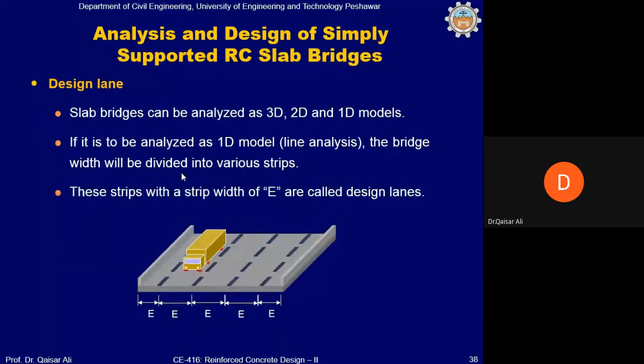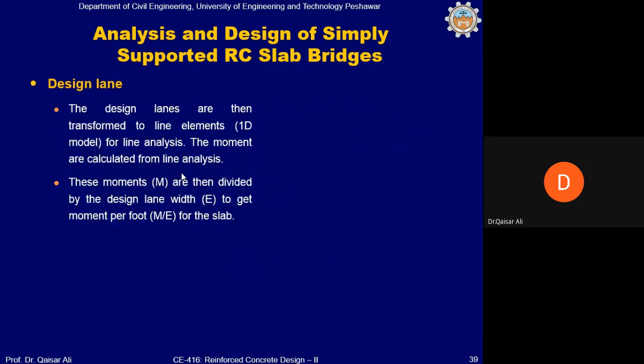In order to understand design lane, we should understand how the bridges are analyzed. Slab bridges can be analyzed as 3D, 2D, and 1D models, depending on the available tools. If a slab bridge is to be analyzed as a 1D model, like line analysis, the bridge width will be divided into various strips. These strips with a strip width E are called design lanes, as shown in this figure. Design lanes are then transformed to line elements, a 1D model, for line analysis. The moments are calculated from line analysis.